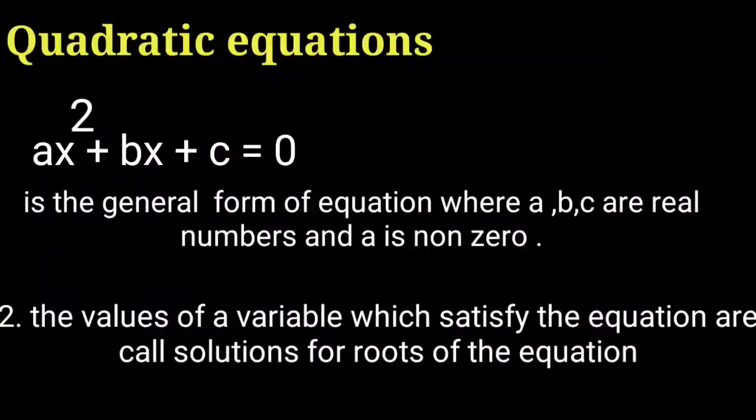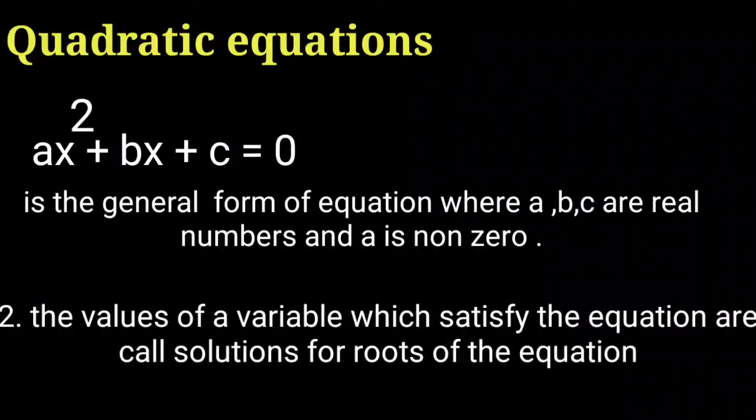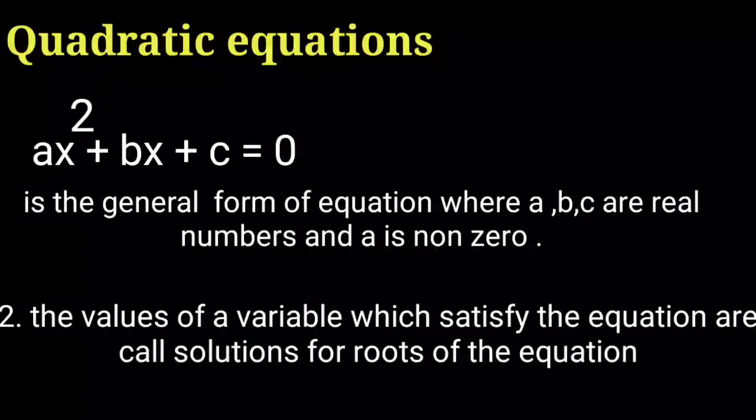Dear friends, in the last video we learned about the general form of a quadratic equation. The general form is ax square plus bx plus c is equal to 0, where a, b and c are real numbers and a is non-zero. The values of the variable which satisfy the equation are called solutions or roots of the equation.